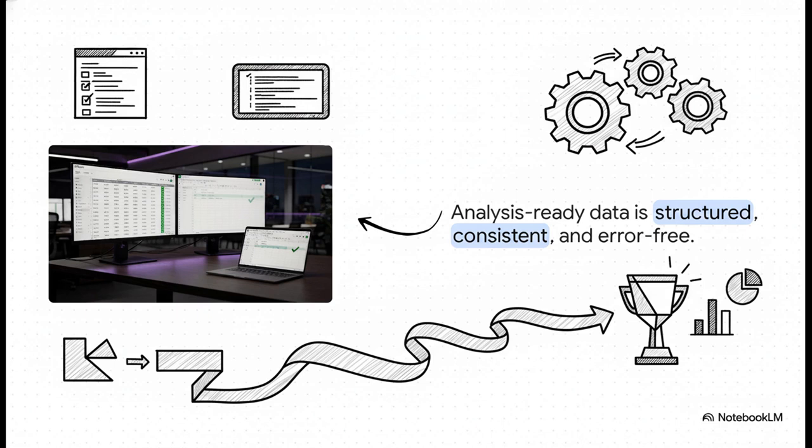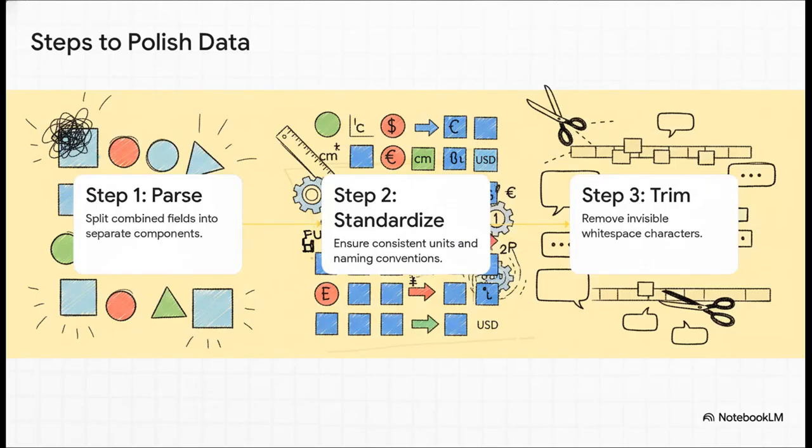Analysis-ready data is structured, it's consistent, and it's free of all those hidden errors. It's the kind of data that just flows perfectly into your formulas and pivot tables, giving you accurate results without all those frustrating error messages. When your data looks like this, you know you've cracked the case. So how do we get that final polish? Well, it comes down to 3 crucial techniques. And they might sound technical, but trust me, they're super straightforward once you see them in action. We're going to parse, standardize, and trim our data to perfection.